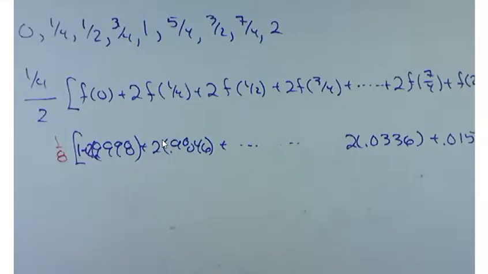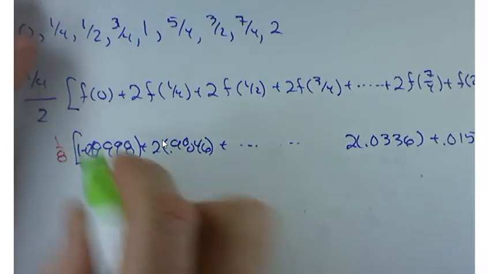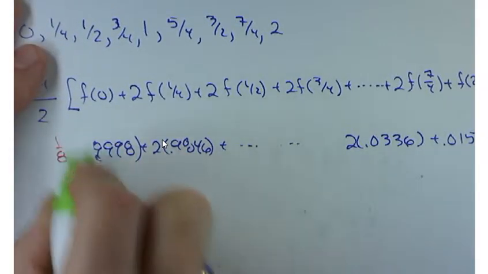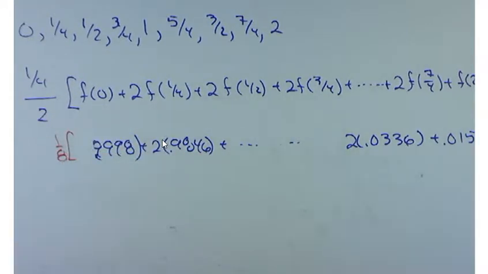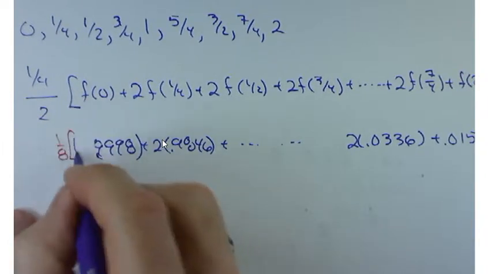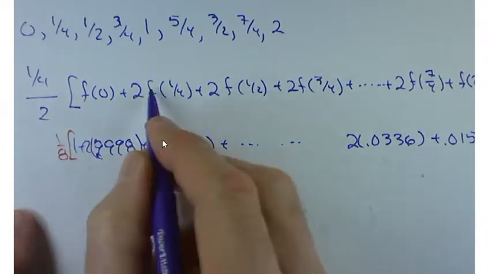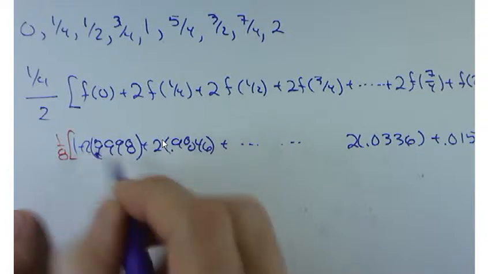Yuck. That looks like a whole lot of fun. Let me see if I can't clean up that little part right here at the beginning. So it's going to be f of 0 is 1 plus 2 times f of 1/4, which is your 0.9998.